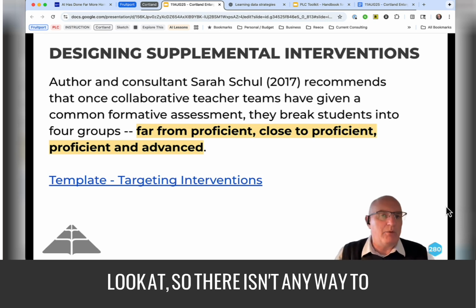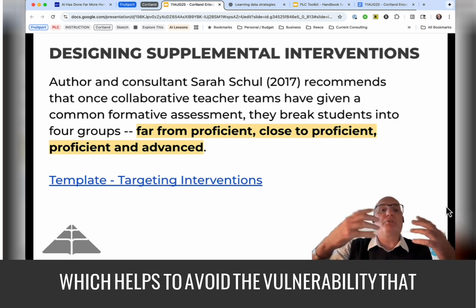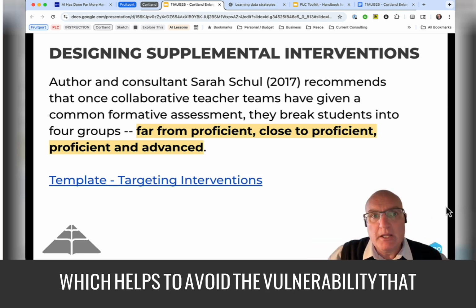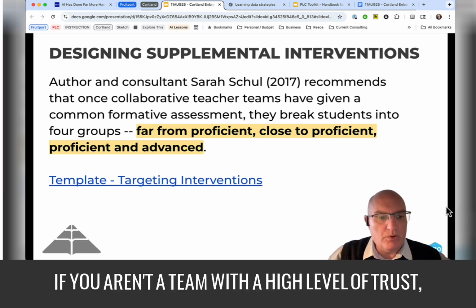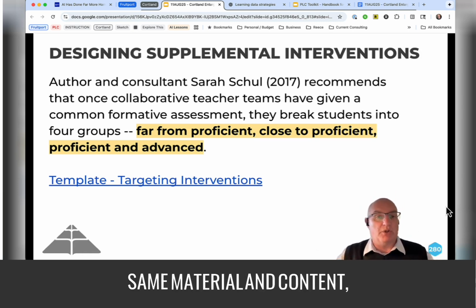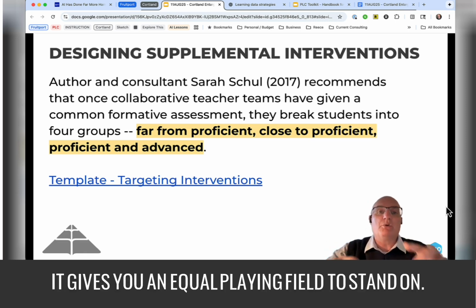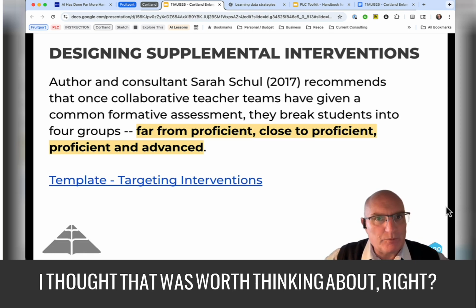So there isn't any way to compare us from teacher to teacher, which helps to avoid the vulnerability that comes from looking at student learning data. If you aren't a team with a high level of trust, when you come to the table with the same material and content, it gives you an equal playing field to stand on. I thought that was worth thinking about, right?